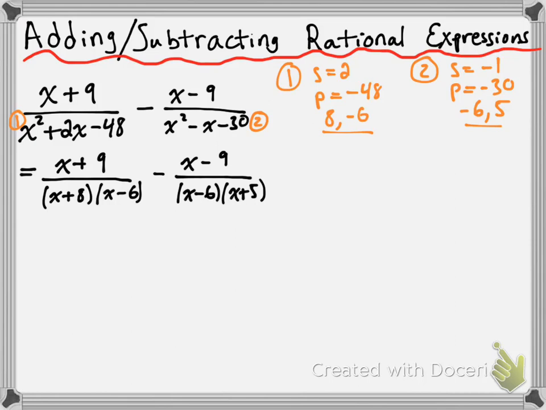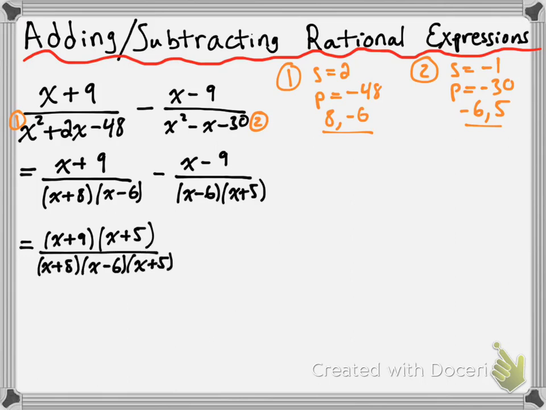So the first rational expression, we said, is missing a factor of x plus 5 on the bottom because it does have the x minus 6. So we're going to multiply on the top and the bottom by x plus 5, and that's going to look like this. We're going to have the x plus 9 multiplied by the x plus 5 that we're missing, divided by x plus 8 times x minus 6, and then times the x plus 5 that we were missing on the bottom. Now the denominator does have a factor of x plus 5.